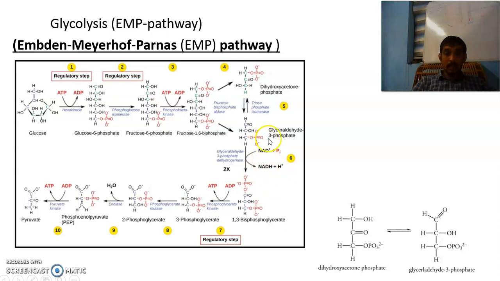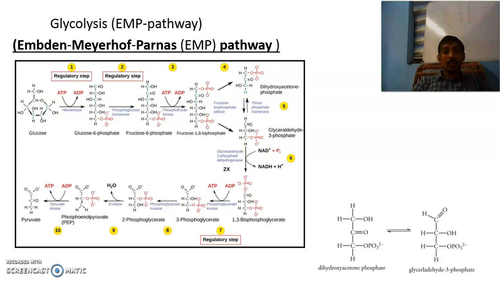So here two reactions take place. One is the removal of hydrogen from glyceraldehyde 3-phosphate. Removal of hydrogen is called oxidation. And that hydrogen gets added to NAD, that is called reduction. So both oxidation and reduction take place here. So that is the sixth step, glyceraldehyde 3-phosphate converted into 1,3-bisphosphoglycerate.